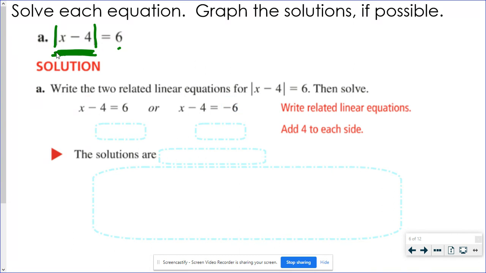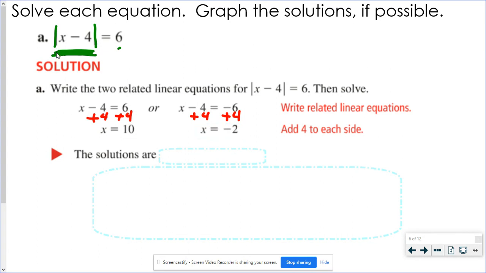And then I have to solve both problems, right? You know how to do that. I would have to add 4, and 6 plus 4 gives me 10. And then if I would do the same thing in the other equation, add 4, ooh, this is not negative 10. Negative 6 plus 4 is negative 2.